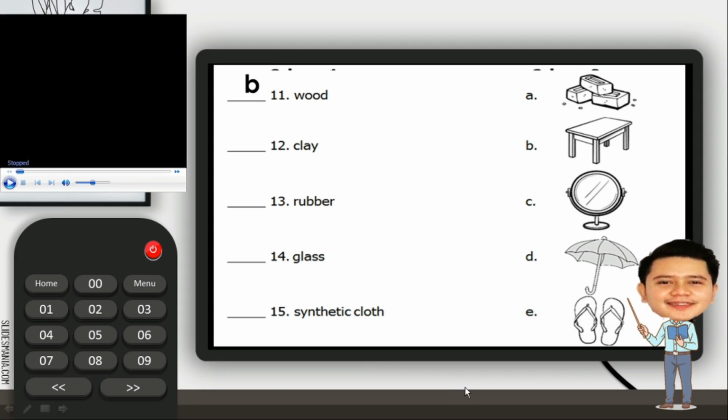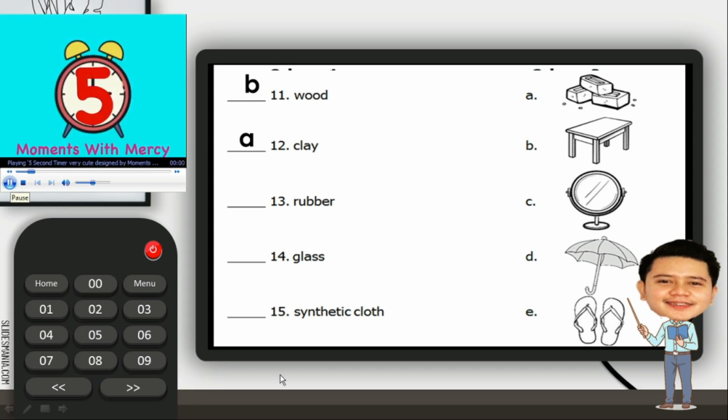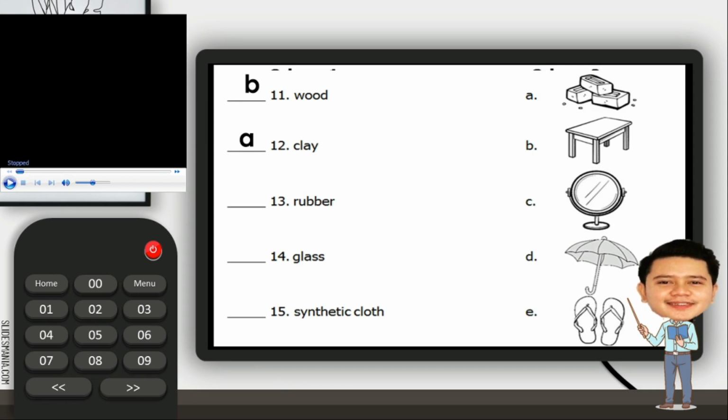Alright, the correct answer is letter A, the brick. Okay, the bricks are made of clay. Next, rubber. 5 seconds. Alright, the correct answer is letter E. The sleepers are made of rubber.